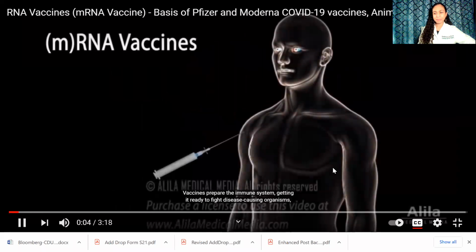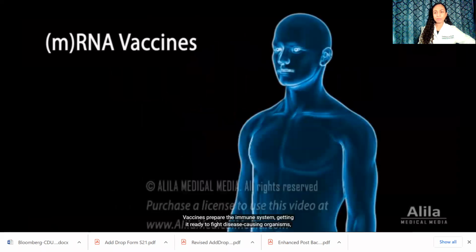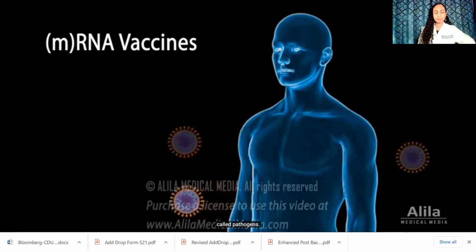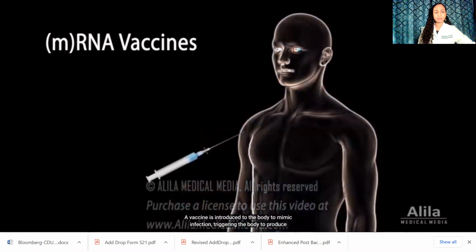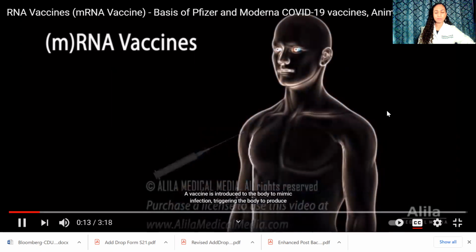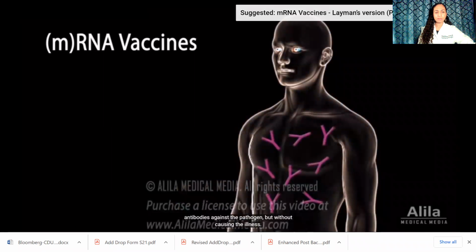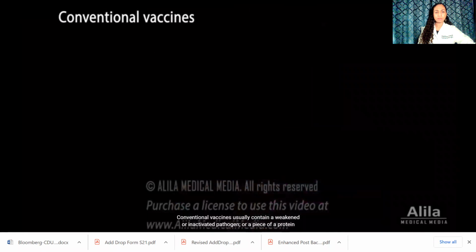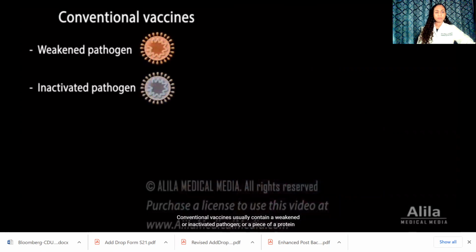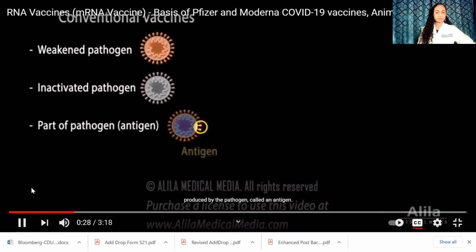Vaccines prepare the immune system, getting it ready to fight disease-causing organisms called pathogens. A vaccine is introduced to the body to mimic infection, triggering the body to produce antibodies against the pathogen, but without causing the illness. Conventional vaccines usually contain a weakened or inactivated pathogen, or a piece of a protein produced by the pathogen called an antigen.